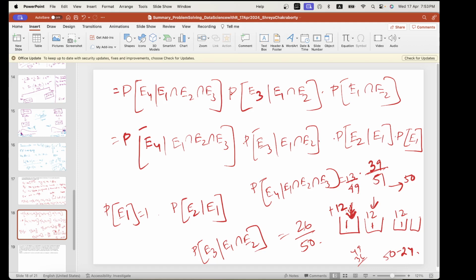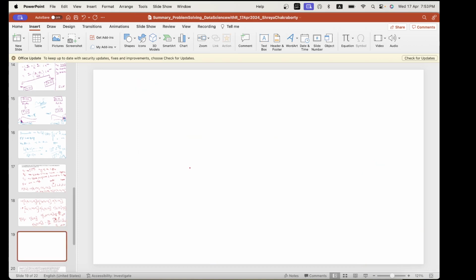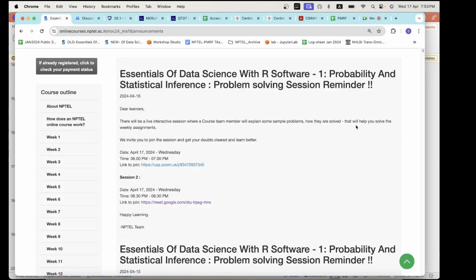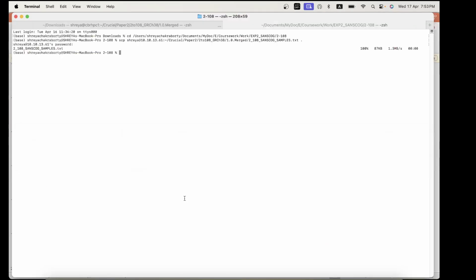Is it clear? Okay. Anything else? Assignment 9. Row by, one second, I'm not able to understand. One second. I'll stop my screen share.